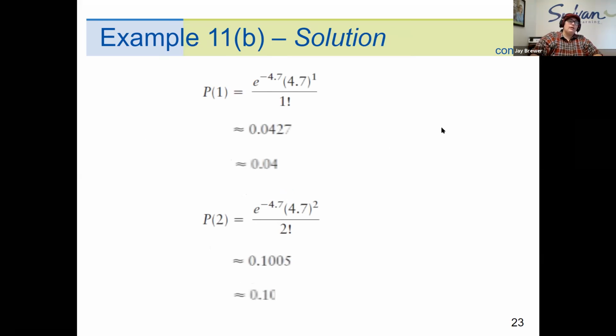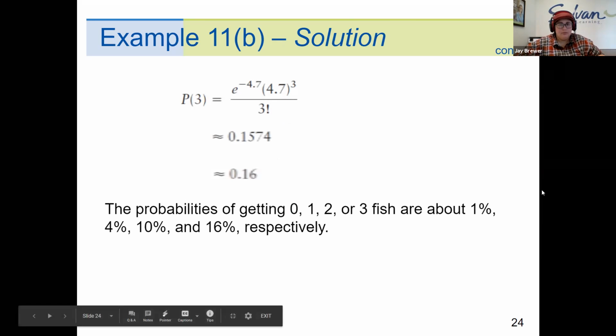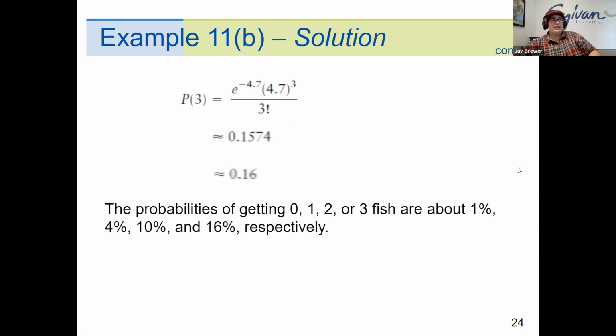Okay, so now you're looking at one fish at least in the 7 hours, about 4%. And for 2 fish, you're looking at 10%. And for 3 fish, you're looking at 16%. It's all within 7 hours. So more than likely, if you're fishing for 7 hours, you're going to get a large amount of fish in that amount of time.